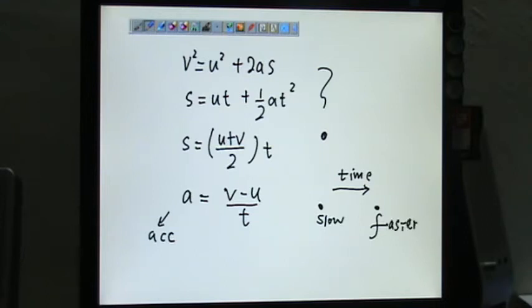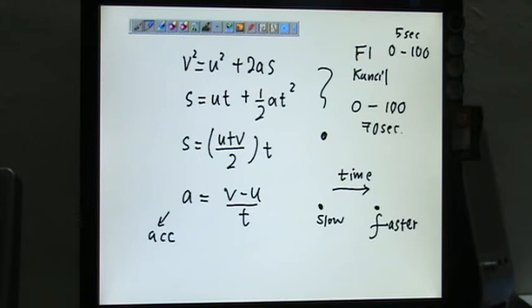Let's compare an F1 racing car and Kanchiu. An F1 racing car can speed up from 0 to 100 in, let's say, 5 seconds. But for this Kanchiu, 0 to 100, you might have to take 70 seconds to achieve that. So time is also a factor here in the acceleration. So this is what I highlight: time is also involved. But let's investigate who they are first.